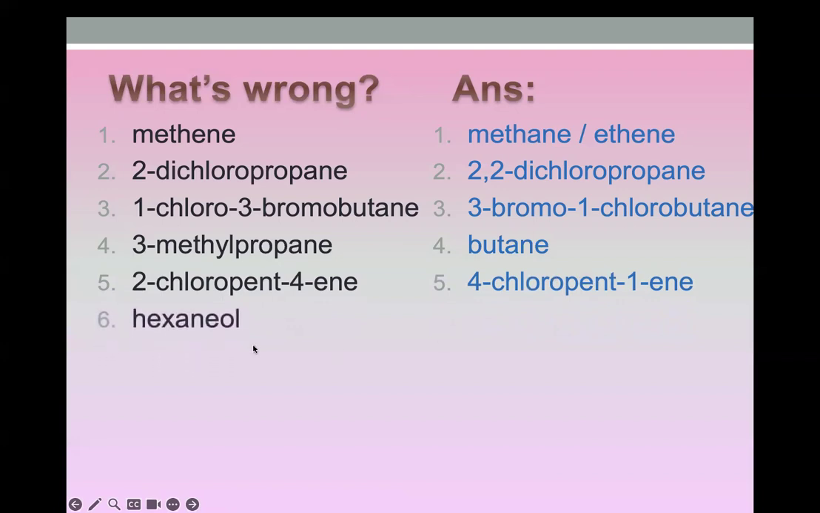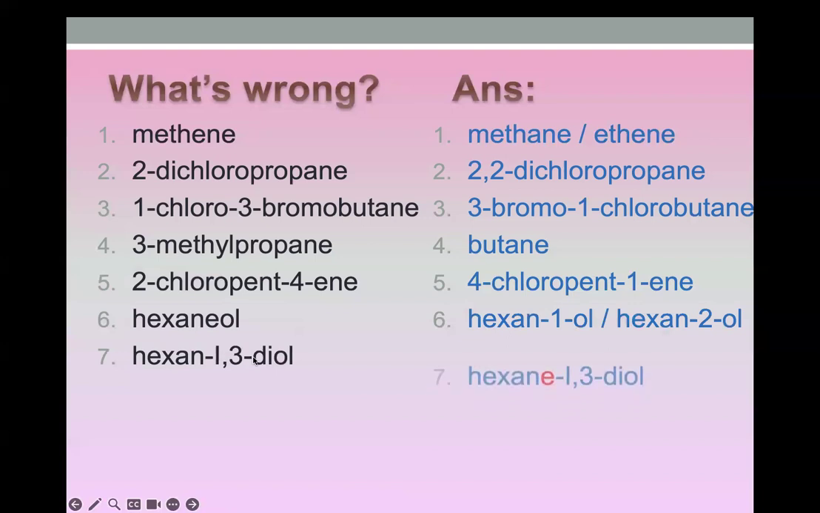Next one is about hexane. So remember, if it is only one hydroxyl group, there should be no E at all. So it should be hexan-1-ol. You have to label it clearly, whether it is the first carbon having the OH group, the second carbon having the OH group, or the third carbon having the OH group. So hexan-1, 2, 3, you have to state clearly. For this one, hexane-1,3-diol. Now, the word here should be adding E. The letter E should be present before the diol.